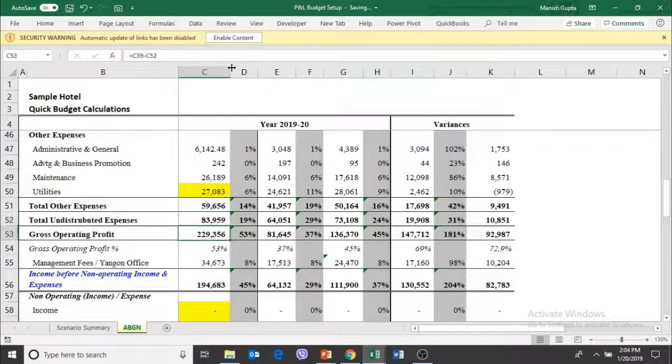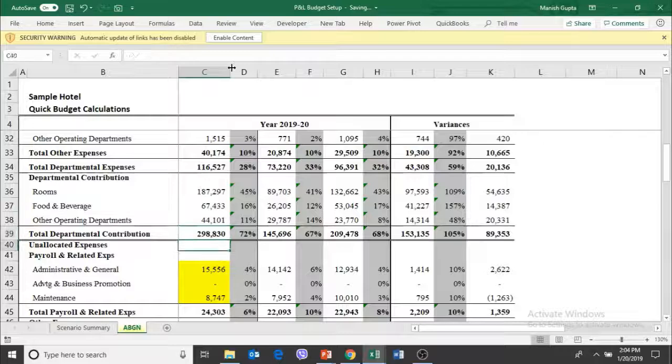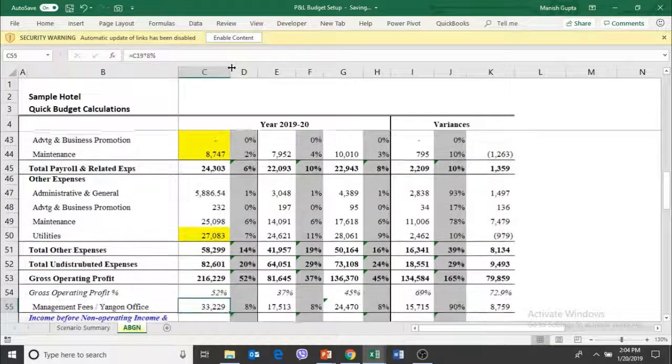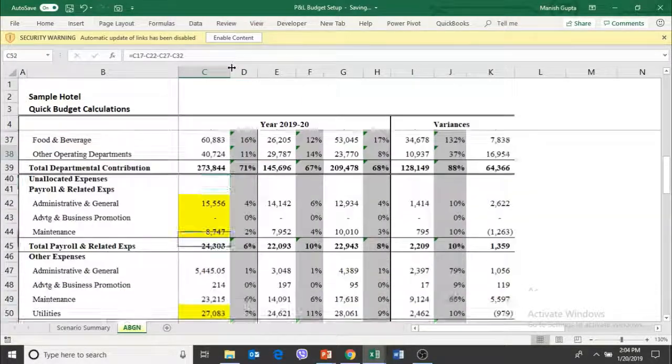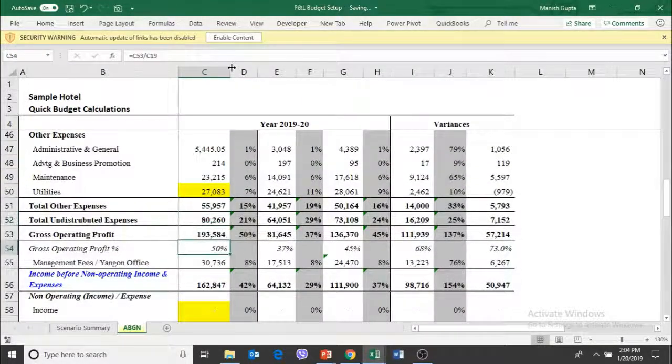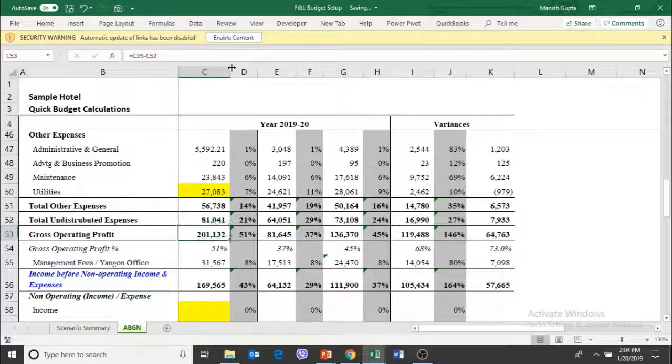What is the budget now? Oh, 229. Okay, too much. So you can bring it down to maybe 5,750. So the total departmental profit is now 216. It still has some scope, so maybe you reduce the rate some. Now you are at 193. So you can increase again to 38. Okay, 201,000. So you get your numbers.